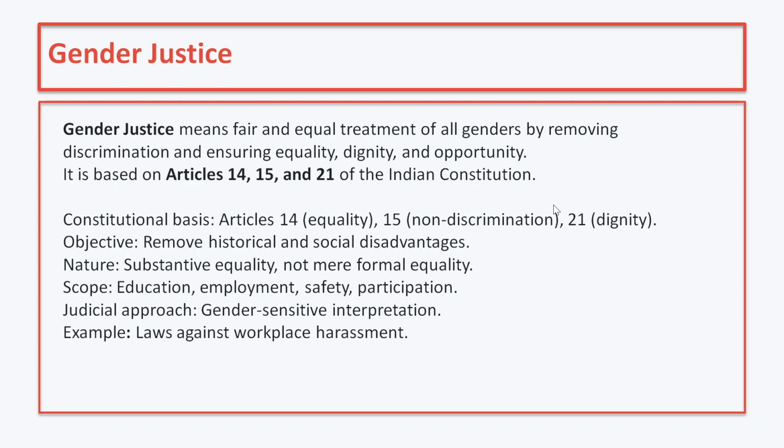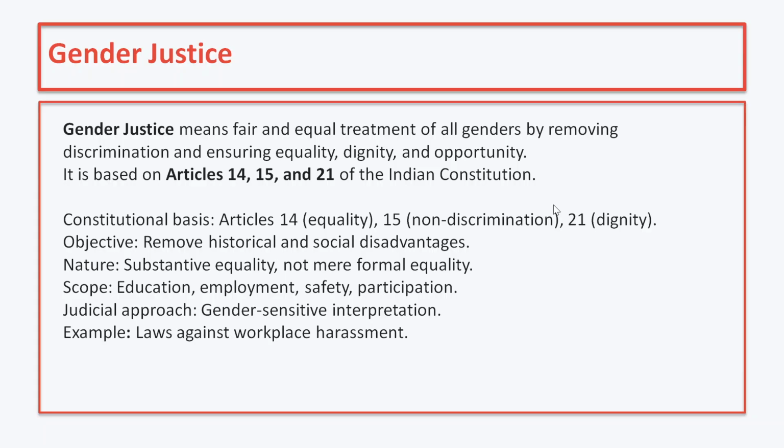Now think about the society for a moment. For a very long time, men and women have not been treated equally in education, in jobs, in safety, in decision making. There has always been imbalance. If the law simply said everyone is equal and did nothing, that inequality would have continued even now. This is why the Constitution actively supports the idea of gender justice. We need to remember Article 14, 15, and 21 in this.